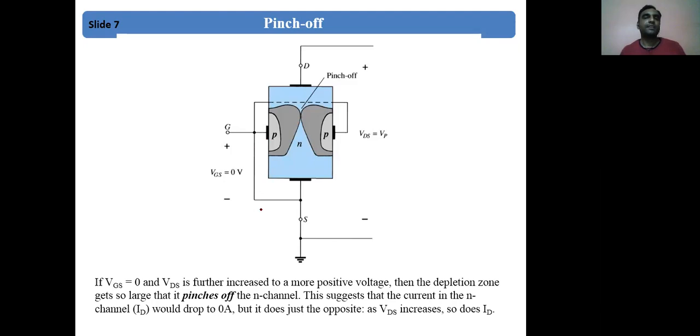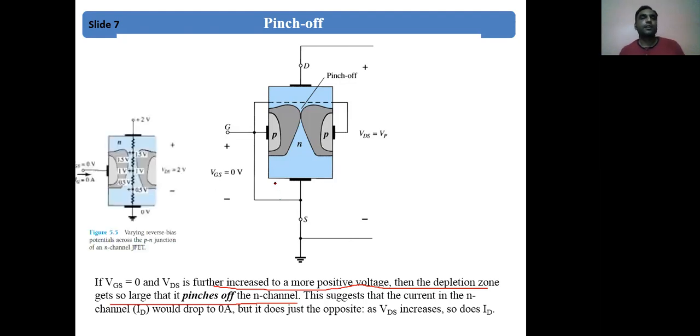So whenever VGS is zero and we are increasing the VDS further, the depletion zone will get so large that it will have the pinch off. That means the current will become constant. Okay, I will show you in the characteristic also, but let me show you that phenomenon, why this depletion region will not be blocking the current completely, and why this depletion region is widened near the drain region. I had put the question in the earlier slide: why is this depletion region wider near the drain?